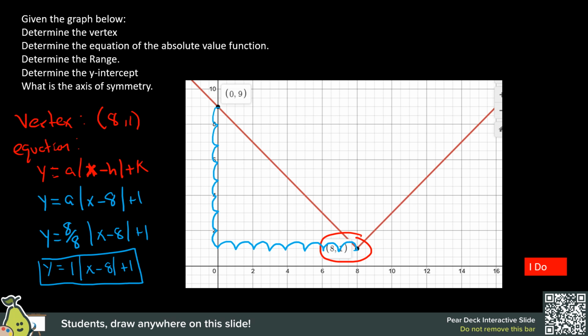Okay, what about our range? You'll notice here, guys, it's not asking for the domain. I've drilled this with you guys: the domain of all absolute values is always going to be all real numbers. But for my range here, what's the lowest our range value goes? Our point is here at 8, 1. The lowest it goes is 1. So my range would go from 1 to infinity, because the lowest it goes is 1, and it goes up forever.